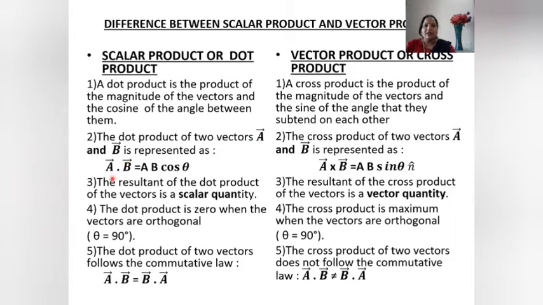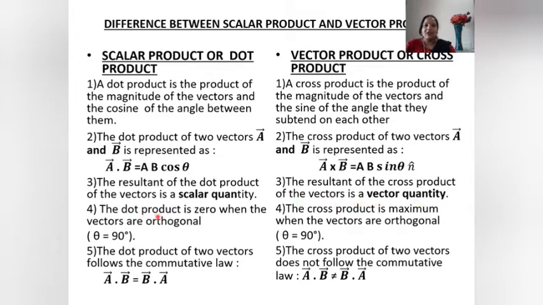The dot product is represented as vector A dot vector B equal to AB cos theta. And vector product is represented as vector A cross vector B equal to AB sin theta into n cap. n cap represents the unit vector which represents the direction of vector A cross vector B. The resultant of the dot product of the vectors is always a scalar quantity. The resultant of the cross product of the vectors is a vector quantity.